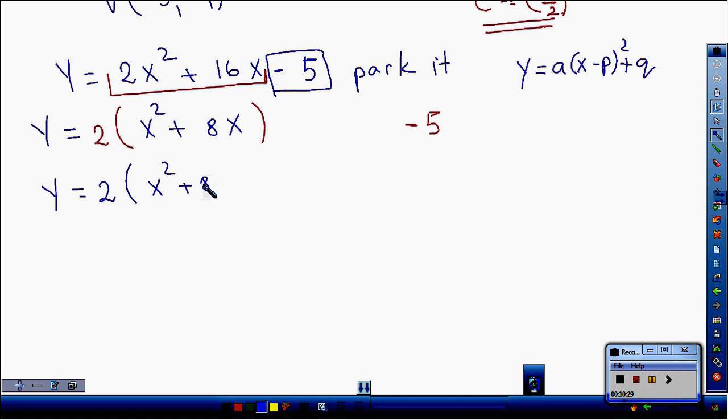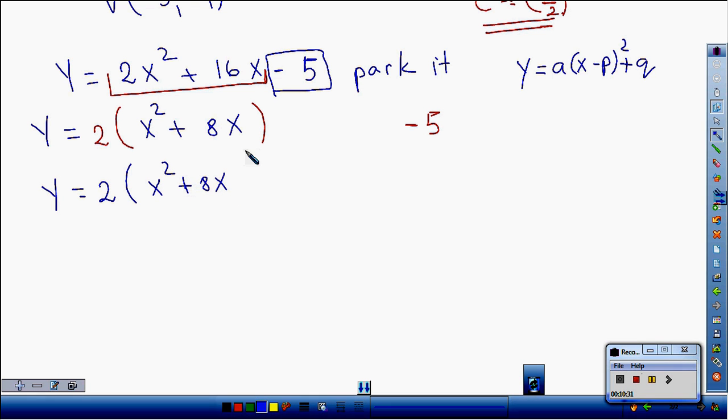I'm going to write 2 and then brackets, and as I said, I'm going to park the negative 5 over here just to make sure I do not forget about it. So 2x squared divided by 2, I'm left with x squared plus 8x. Now, we are starting to see something inside the bracket that resembles our previous exercise. So let's see how we can create that perfect square. I have my a, which is 2, and my bracket x squared plus 8x.